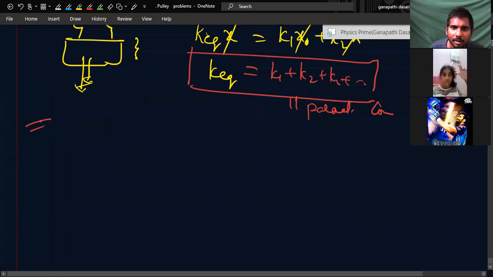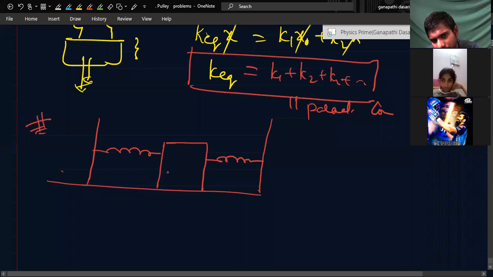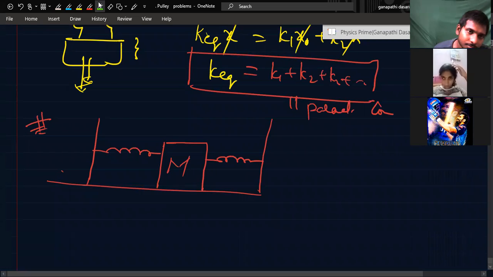And another important point: here you might make a mistake. One important case, I'll just explain it to you. Is it a series connection or a parallel connection? You tell me. Parallel, sir. This is a parallel connection.